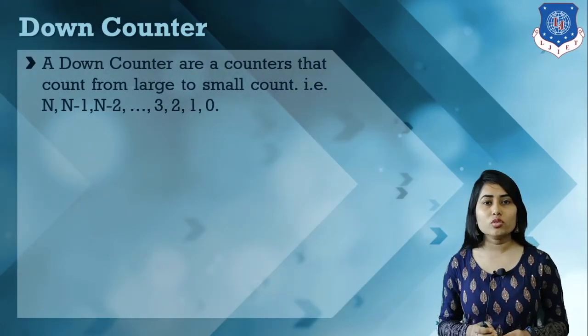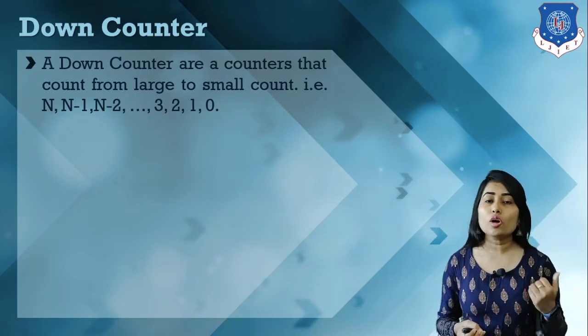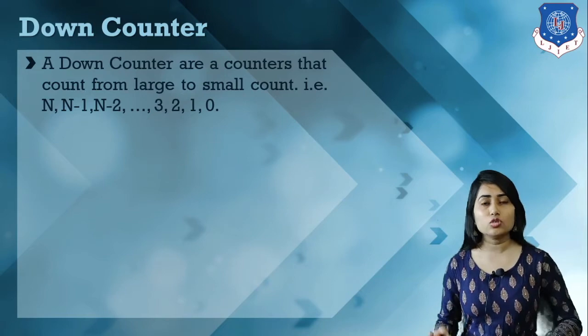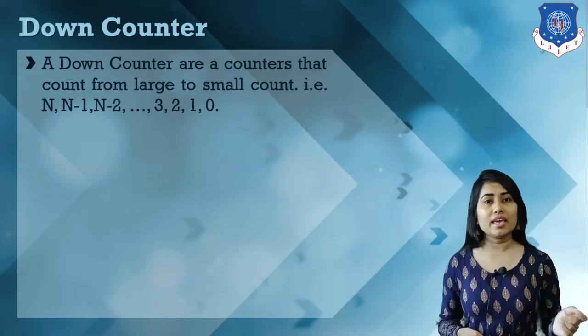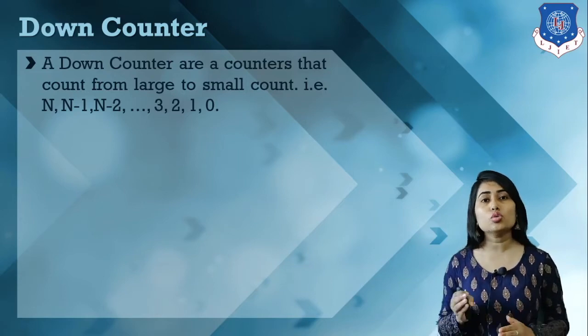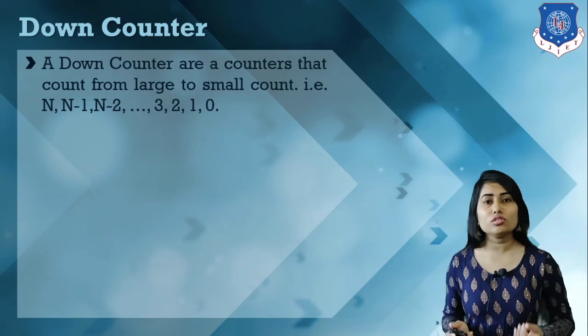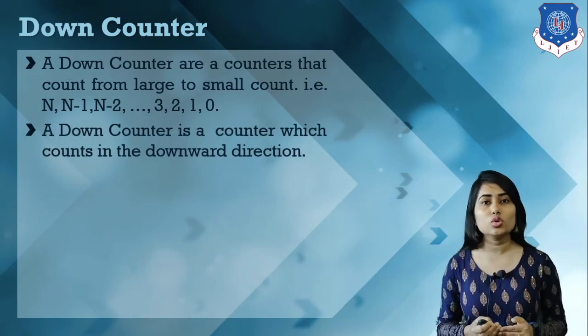Next we have a down counter. This down counter is basically a counter which counts the value from large to small, for example, n minus 1, n minus 2, up to 3, 2, 1, 0. Okay, so this is the down counter which counts in a downward direction, that's why it is known as a down counter.